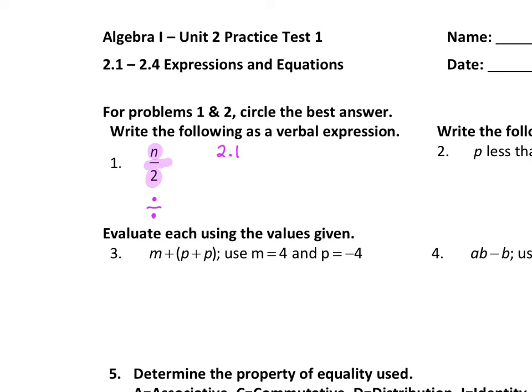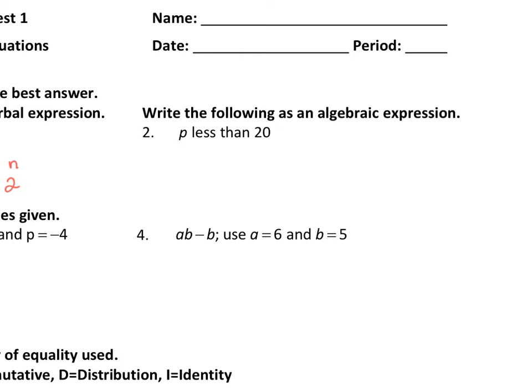All right, so anyways, let's just put this into words. The number n divided by 2, that's what it's going to look like. Now, number 2 is the opposite of that. We're going to write this as an algebraic expression instead of writing the words. So it's that one that threw a lot of you off, that 20 less than p, that means 20 minus p. So just remember the key here is the word than means to switch the order of those two.